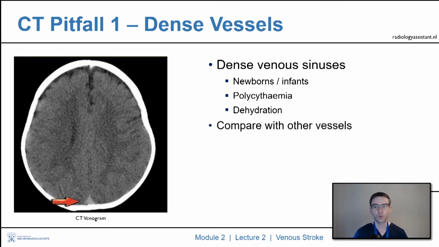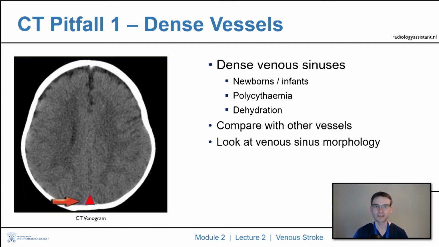To decide whether one particular vessel is abnormally dense, you could compare with other vessels. So if you're looking for an arterial thrombus, compare with the venous sinuses. If you're looking for venous sinus thrombosis, compare with the arteries and check the difference in density between them.